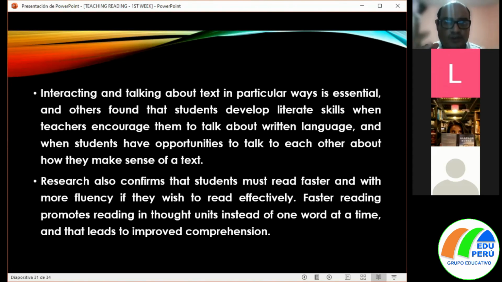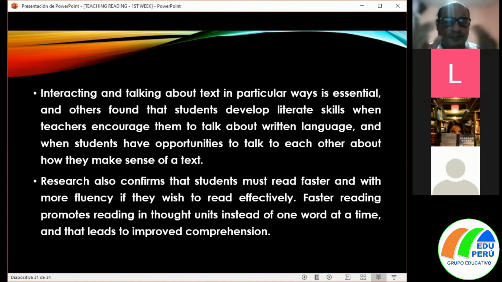So you need to encourage this in your students. Practice this, reading fast. But as I told you before, it doesn't mean that they are going to read like robots. No, with no intonation. No. With the correct intonation, but more fluent. And it's going to help them to read in groups. If you want to say it in simple terms, read in groups, not one by one.